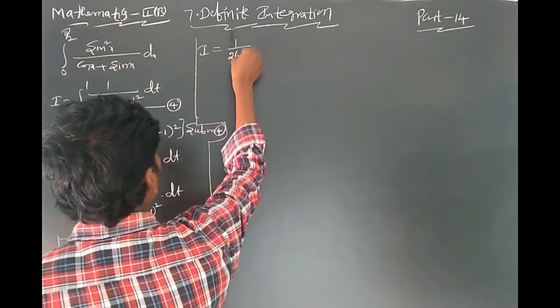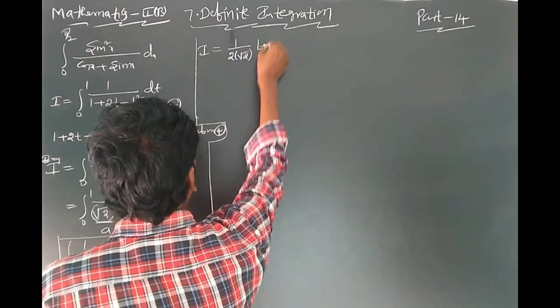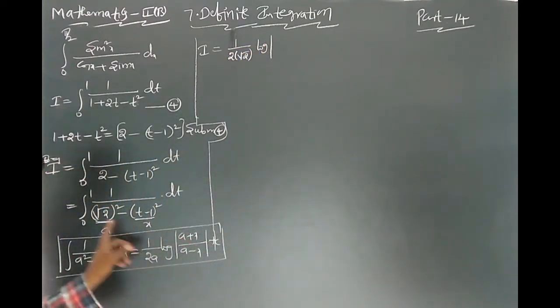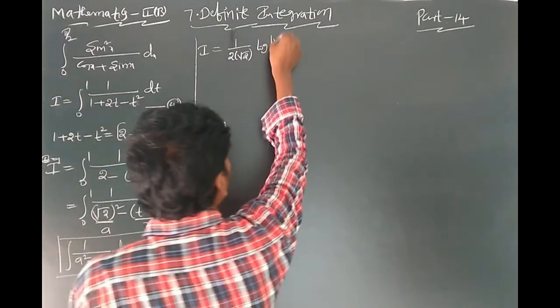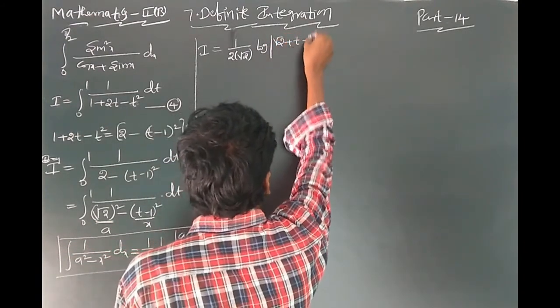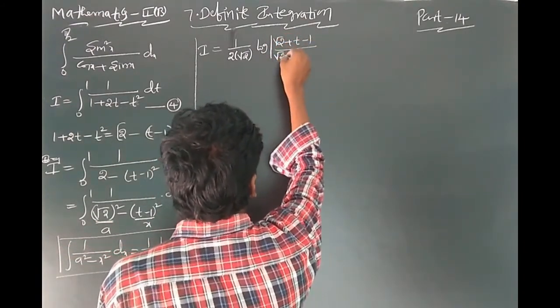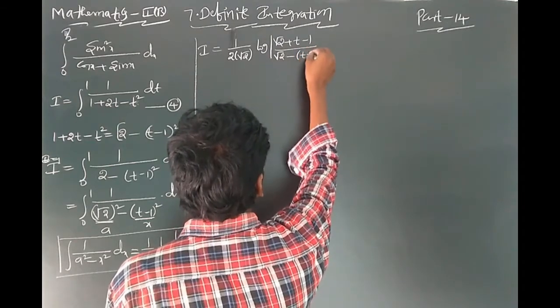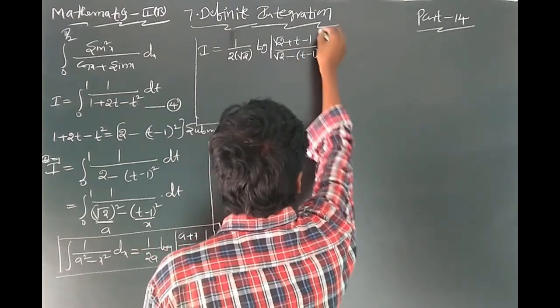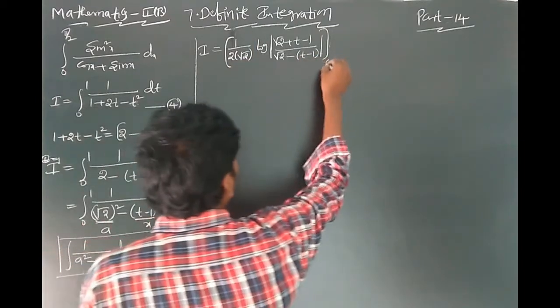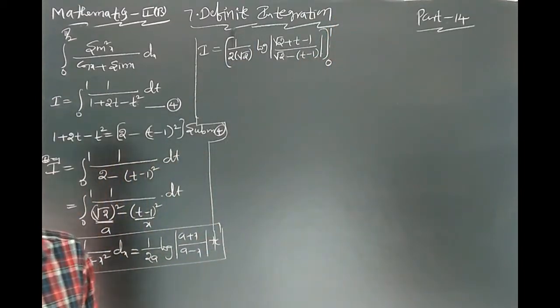1 by 2 into root 2 log of mod of a plus x, a value root 2 plus x value t minus 1, all by a minus x value t minus 1. Limits are 0 to 1. Limits are what? 0 to 1.